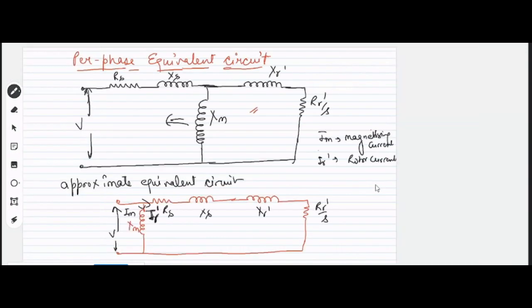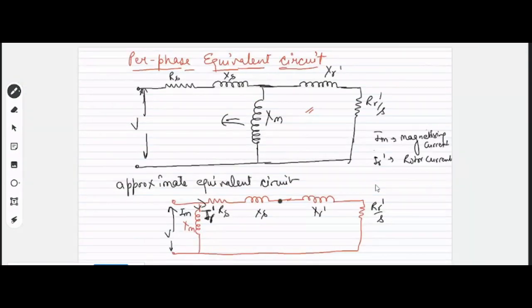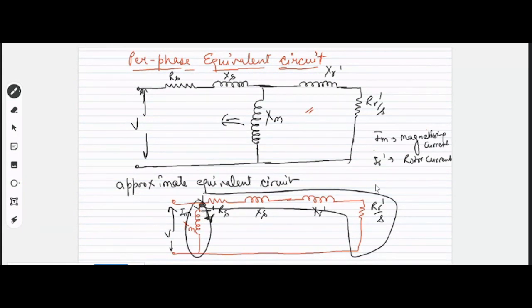Can we get the value of this rotor current? Yes or no? Yes, sir. Again, because these two are in parallel, meaning these two branches, if we take this to be one branch and this to be the second, you can see that both are in parallel, right? And both are being connected to the supply voltage V.